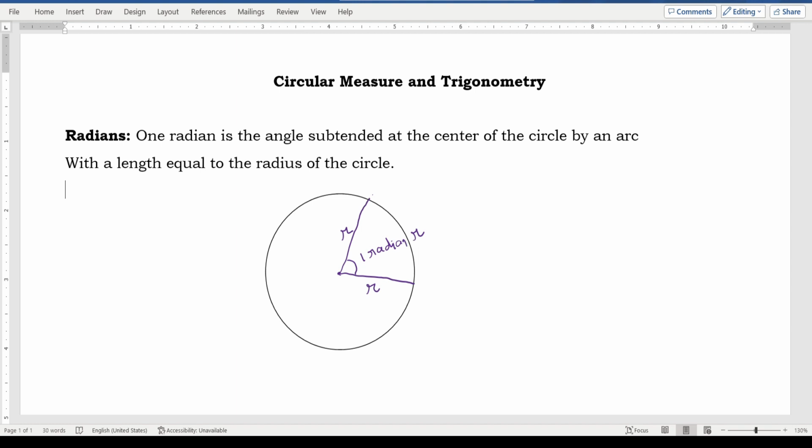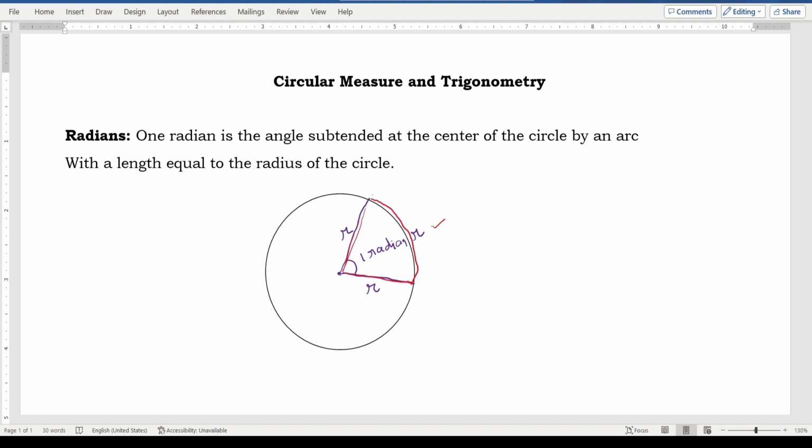Now understand. So 1 radian is the angle subtended at the center of the circle by an arc. This is the arc. The length of the arc must be equal to r. Then the angle between these two lines is called 1 radian. Understand? So this is the definition of a 1 radian.